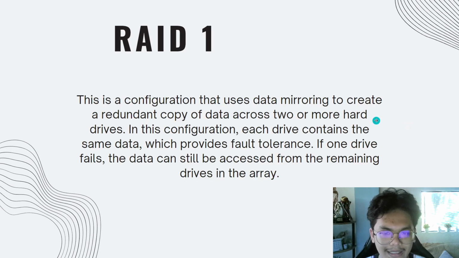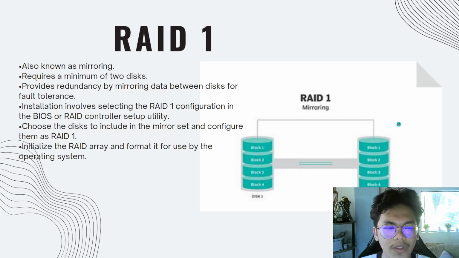So, next is RAID 1. This is a configuration that uses data mirroring to create a redundant copy of the data across 2 or more hard drives. In this configuration, each drive contains the same data, which provides fault tolerance. If one drive fails, the data can still be accessed from the remaining drives in the array. RAID 1 is also known as mirroring.